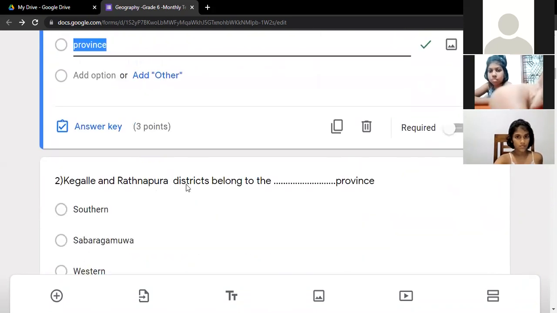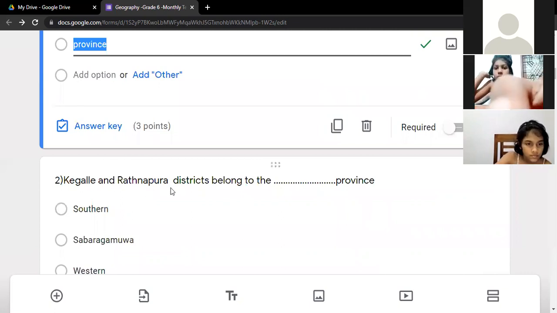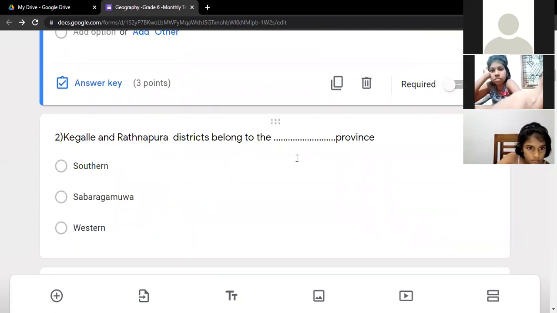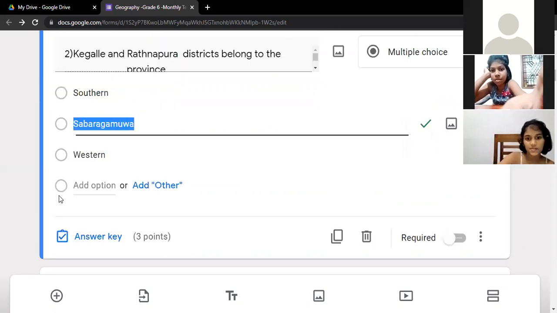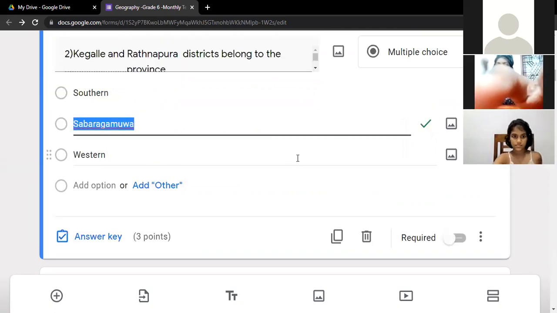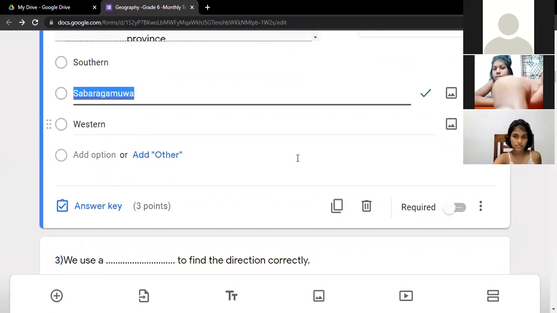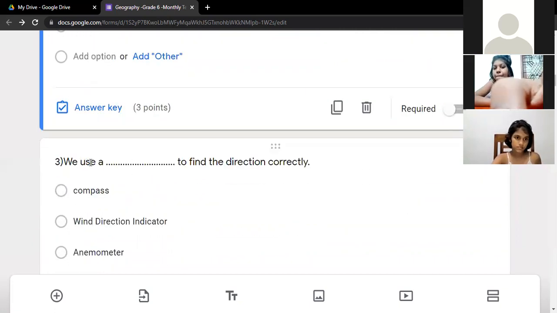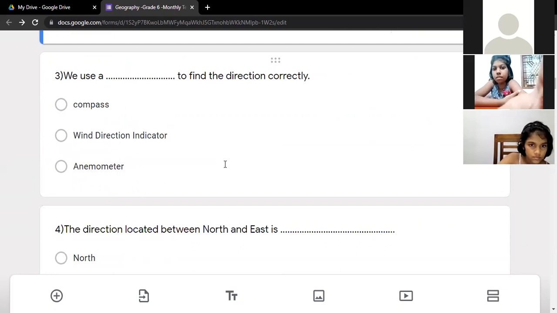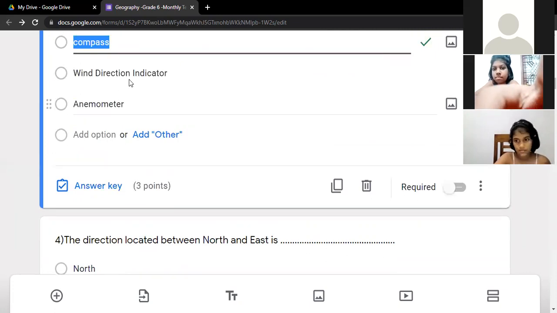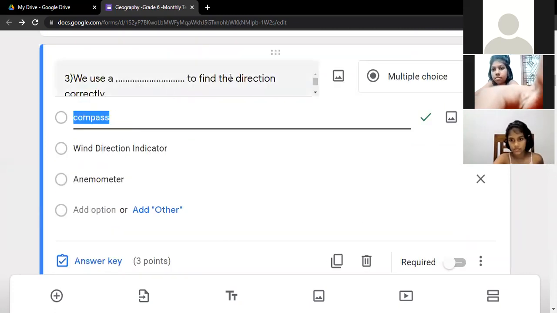Next one. Kegalle and Ratnapura districts belong to the province. Sabaragamuwa province. Your answer is correct. We use to find the direction correctly. Compass. We use a compass to find the direction correctly.